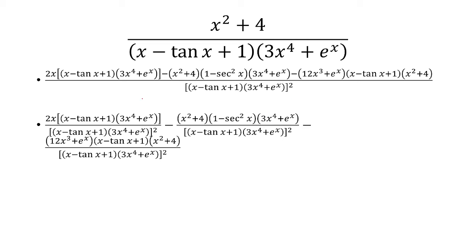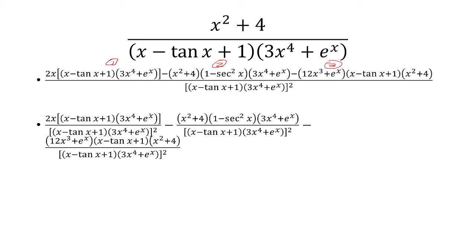Okay, now I broke this out into 3 separate fractions. So wherever there's a minus, we break it up. So the first fraction is going to have this as the numerator. The second one is the middle term, which is after the minus sign. And the third term is the last one, which is also after the minus sign. So we're going to take each one of these and divide it by (x − tan x + 1) times (3x⁴ + eˣ) squared.